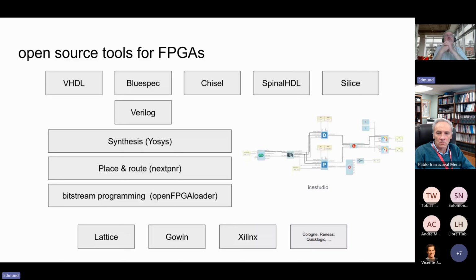The same is true for VHDL, which is a rather popular language in Europe, but not all of VHDL is supported in the current open source tools. That is true for BlueSpec and Chisel and SpinalHDL. And Silice is also a rather new language from French researchers, but it makes designers more productive once they learn the language.